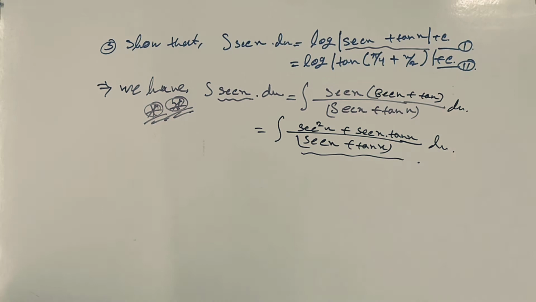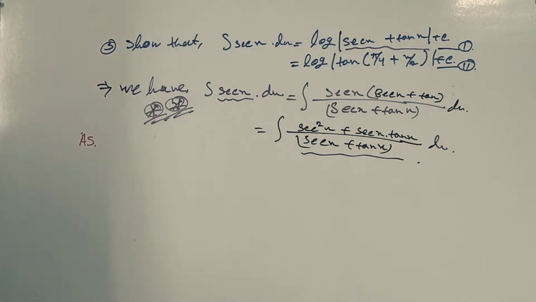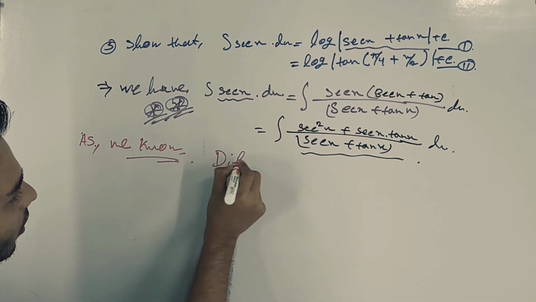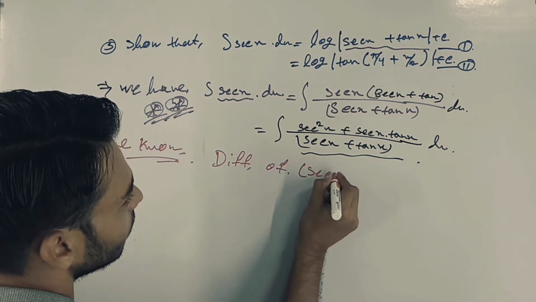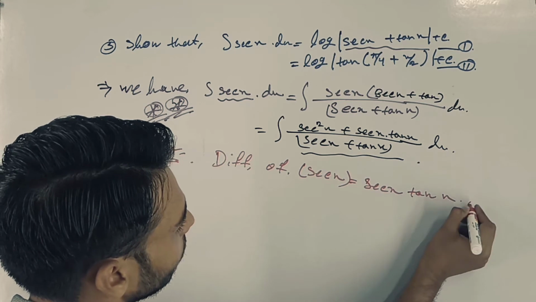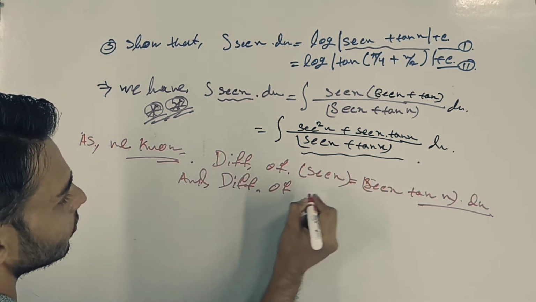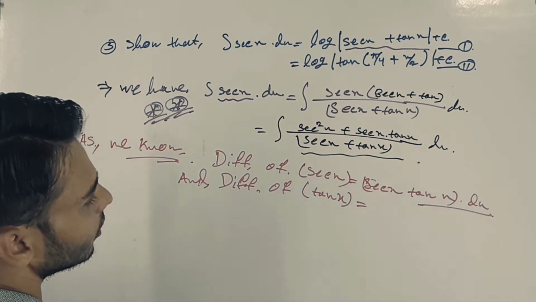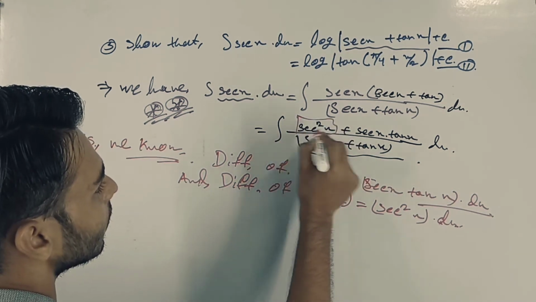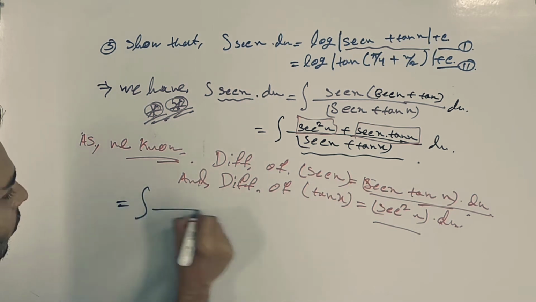And now we know the sec x plus tan x, what does it equal? We know that sec x and tan x have different derivatives. The derivative of sec x equals sec x times tan x dx. And the derivative of tan x equals sec square x dx. That comes from this method: the sec x tan x and the sec square x, which is very easy, important and interesting.